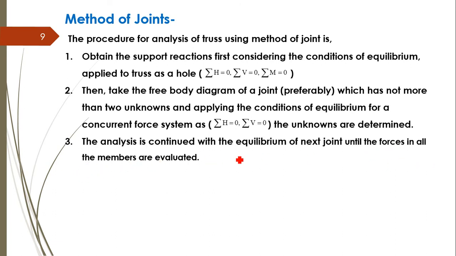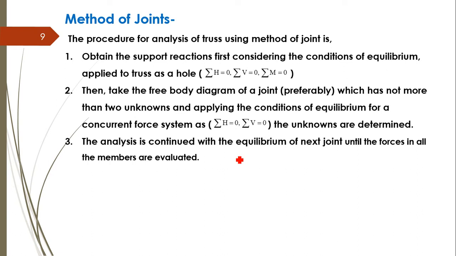So first we determine the unknown forces for the first joint, then we go to the second joint, then we go to the third joint. In this way the process is continued till we determine the forces in all the members, and then after determination of forces in all the members we have to tabulate or summarize the result in a tabular form, that is the member, the magnitude of the force in that one, and then the nature of force, whether it is tension or compression.